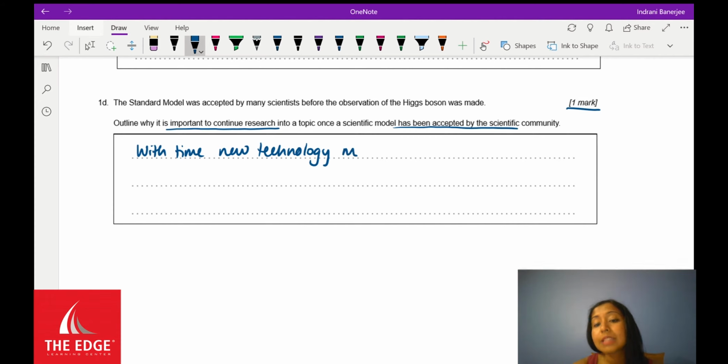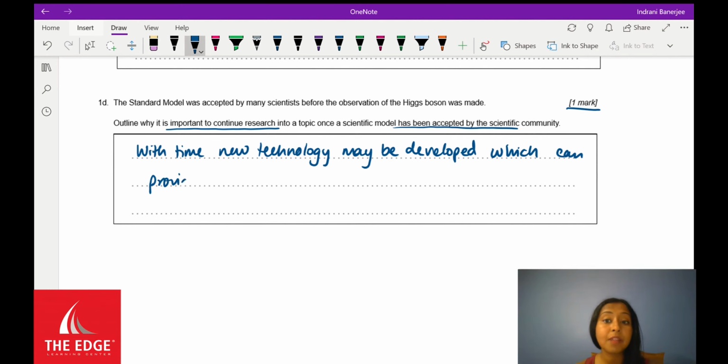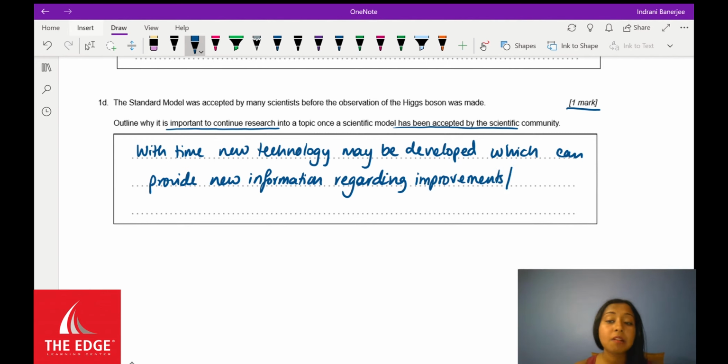Number 2, as time goes by, new technology is usually developed. And as a result of this, we might be able to detect or find new information or get results we didn't have the means of getting before. And this new information might just provide us with new insights for how to either change a model or revise a model, or what improvements need to be made to an already accepted model. So in this part, just anything along the lines of models needing continuous testing, or anything along the idea of improvements and revisions always being required in scientific models is really what they're after.